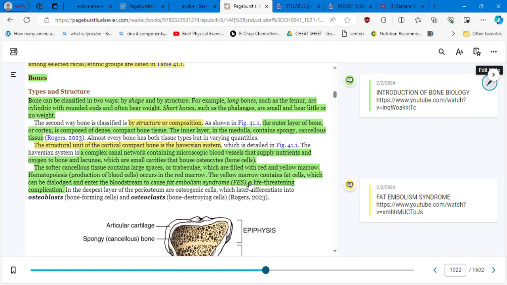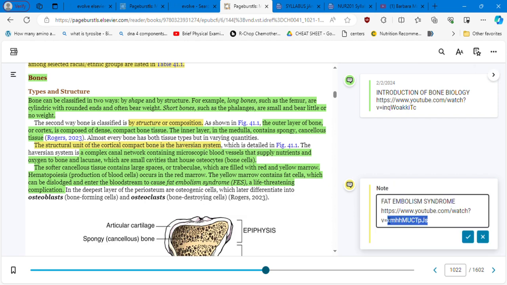Fat embolism syndrome. All of you who want to become ER nurses, ICU nurses, need to be familiar. Even you guys that are going to work in the rehab unit, post fracture surgery, post hip replacement, knee replacement, you need to know this, okay? Fat embolism syndrome is a life-threatening complication, and we are going to watch a video of fat embolism to understand much better, and this is coming in the NCLEX.